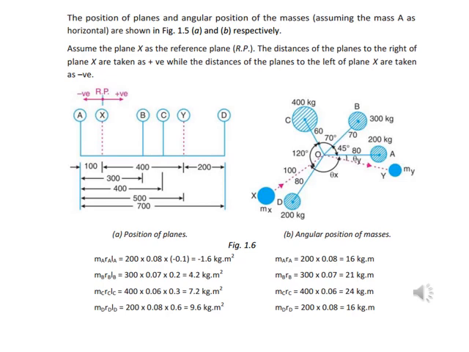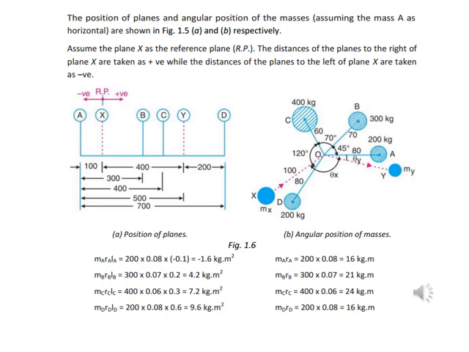After that, you can draw the angular position of the masses. I need to remind you that over here, you use point O as the point of rotation of all these masses, and you use A as the starting point. Mass A is 200 kilogram with a distance of 80. You can use your ruler to draw, for example, 80, which is equivalent to 4 centimeter, and so on. You must draw according to the scale.